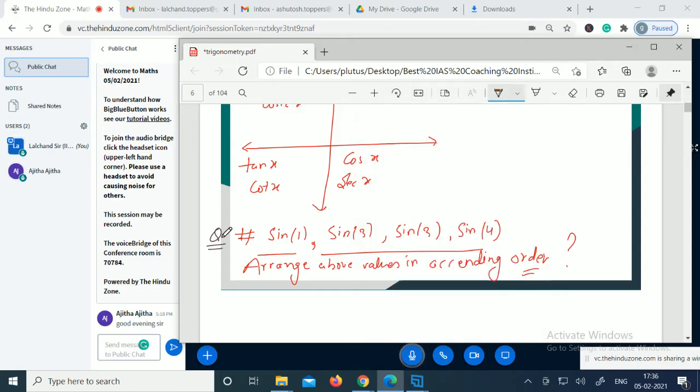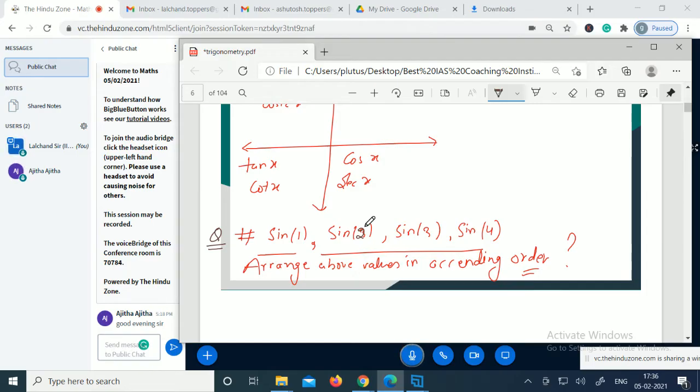Okay, tell me how you are going to proceed with this kind of question, because this kind of question is quite important from the mains point of view. How are you going to proceed with this type of question? We have to find which value is positive in which part. But positive and negative isn't going to solve the whole problem, because if two values are positive and two values are negative, how can you find the order?